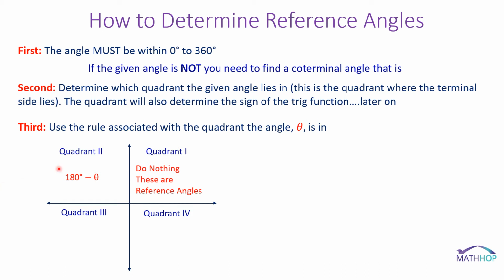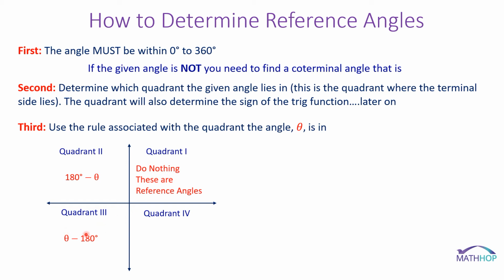Second quadrant, you're going to take 180 and subtract the angle. Remember 135, we knew that there was 45 more to get to 180. So we did 180 minus 135 and we saw it was the same as a 45-degree angle. Okay, what about quadrant 3?